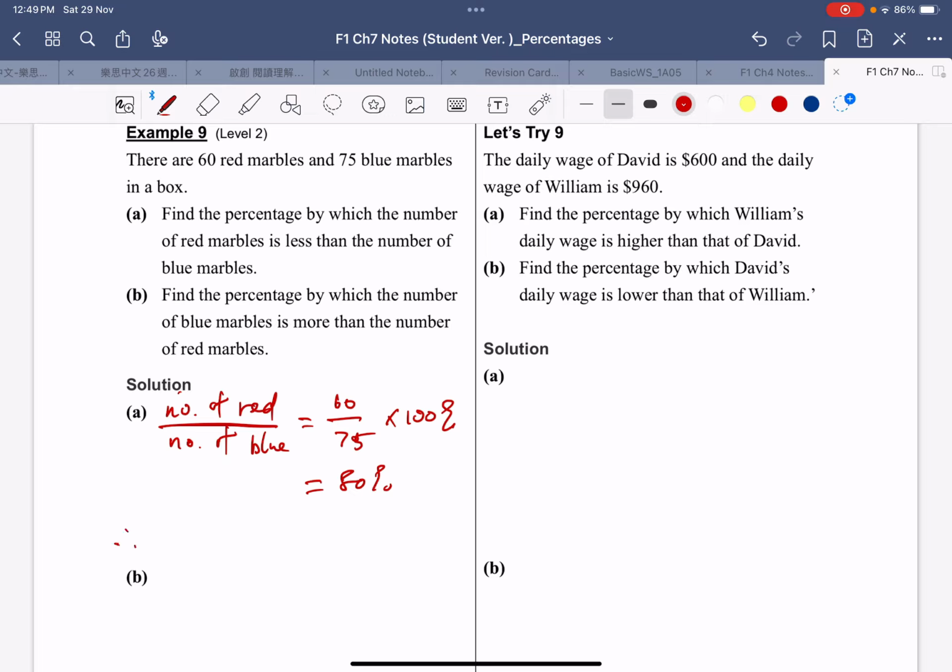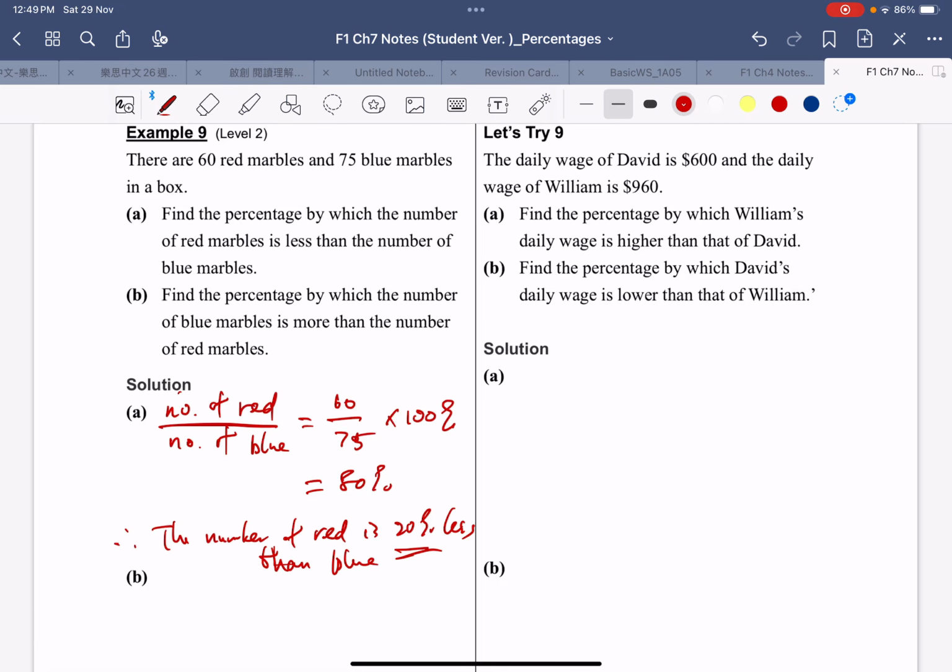So write down the conclusion. The number of red marbles is 20% less than blue. Just write down blue, okay? Of course, you have an alternative solution, but I don't bother to write it. You just find this number, 20%, and it scores you full marks.